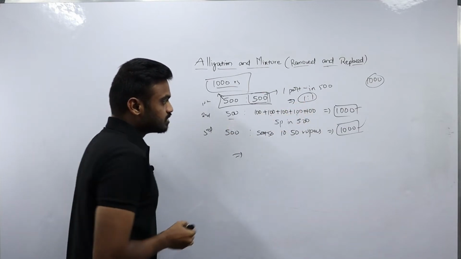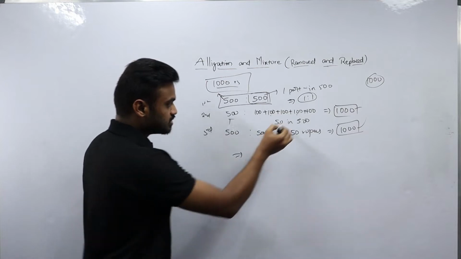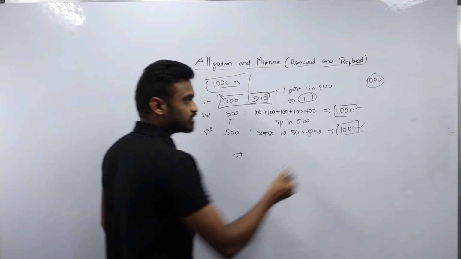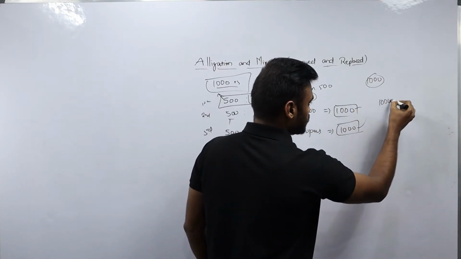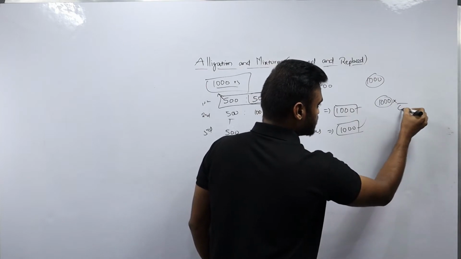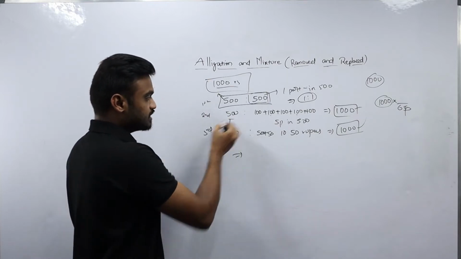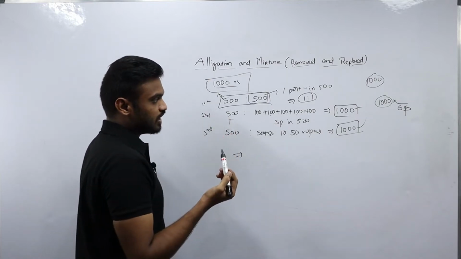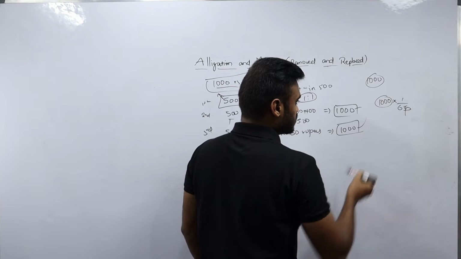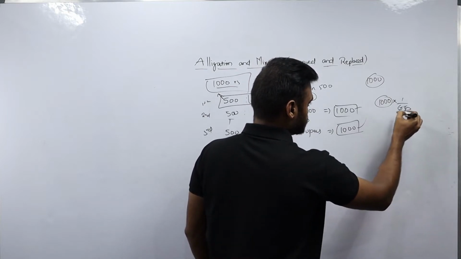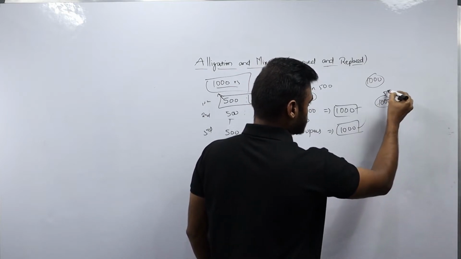Now see here, there are totally 1 plus 5, that is 6 parts in this 1000 rupees. Now we need to know what is the value of one part. So I will get 1000 by 6.